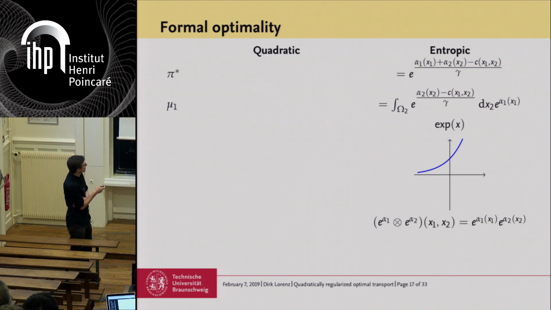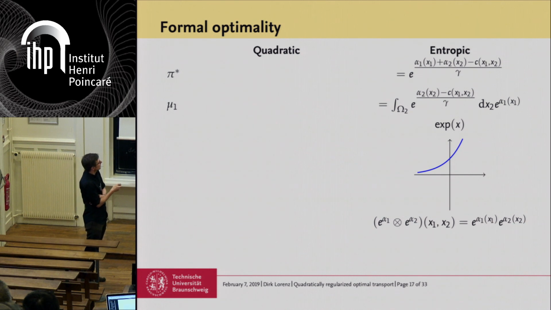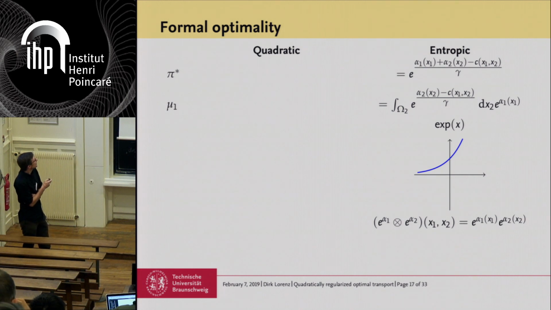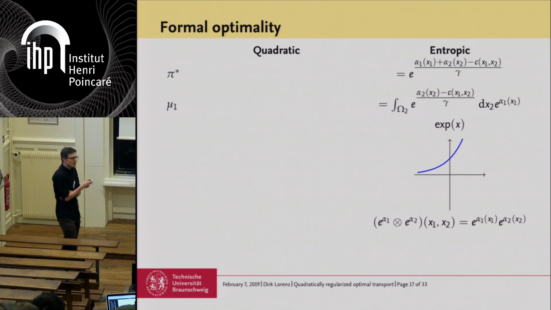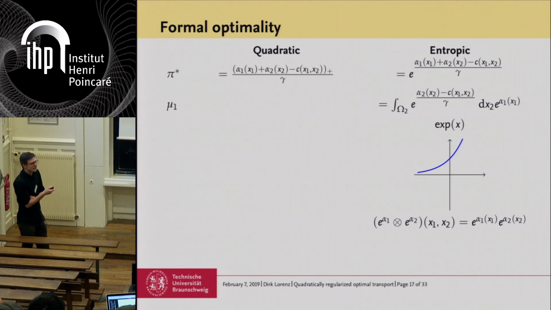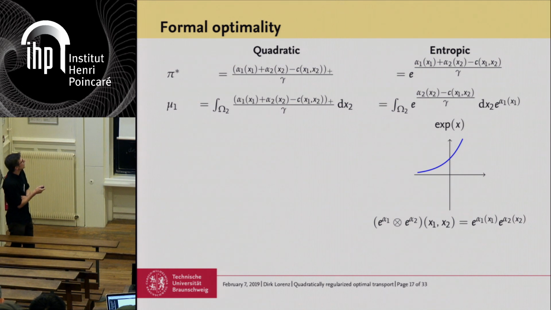So you always have the exponential function over here, and in fact, because of the multiplicative structure and the properties of the exponential function, you always work with this tensor product of e to the alpha 1 and e to the alpha 2. So if you now move to the quadratic case, things change. What used to be e to the alpha 1 plus alpha 2 minus c now becomes just the positive part of alpha 1 plus alpha 2 minus c over gamma. And so then the marginals can be written like this. You just integrate that out. That's pretty clear. But unlike before, you cannot pull alpha 1 out of the integral.